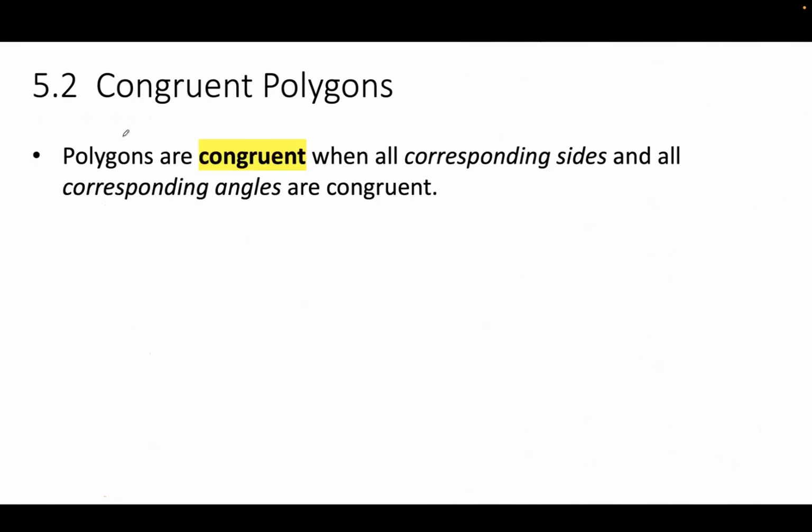So we say two polygons are congruent when all of their corresponding sides and all of their corresponding angles are congruent. Okay, so that means whatever shape I have, whether it's a pentagon or an octagon, every single corresponding side is congruent and every single corresponding angle is congruent, which means, and we know this from when we were doing rigid motions back in the last chapter, that if all the sides are the same and all the angles are the same, they're going to have the same size and the same shape.